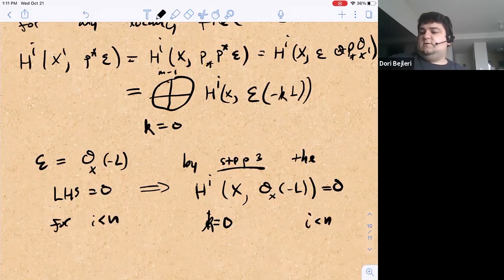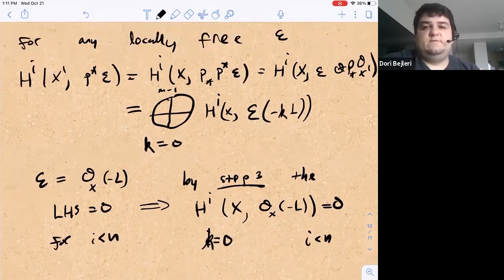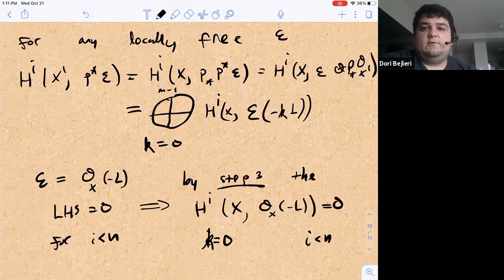Okay, so that completes the proof of the classical Kodaira vanishing theorem. Are there any questions?